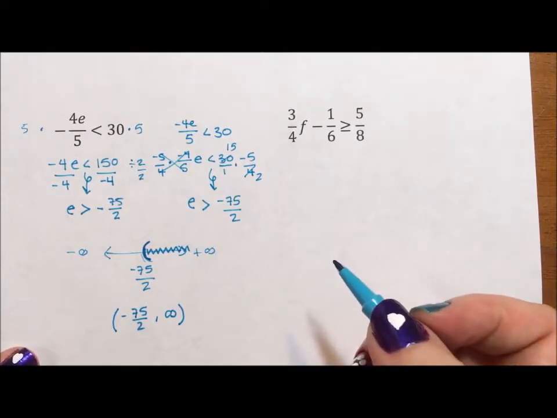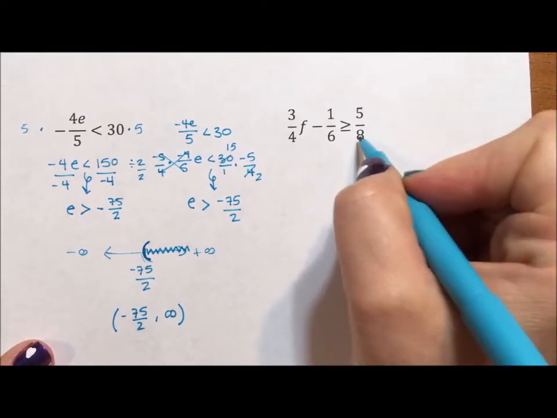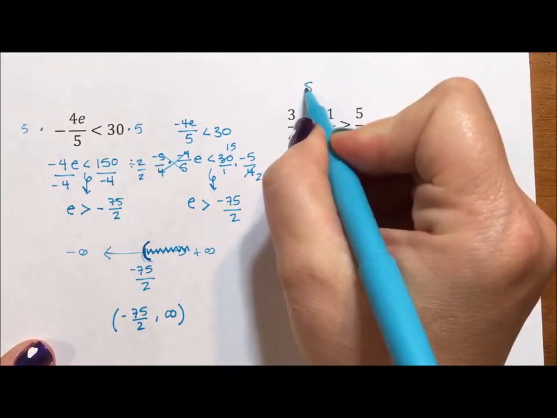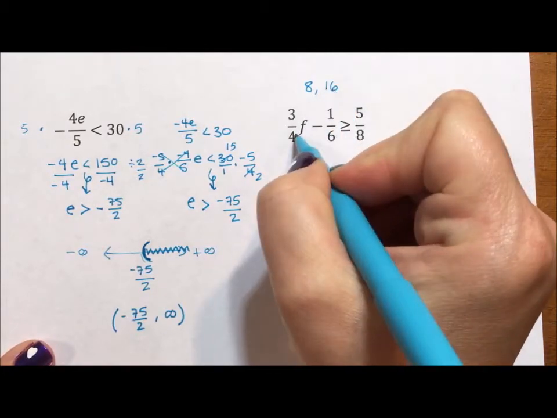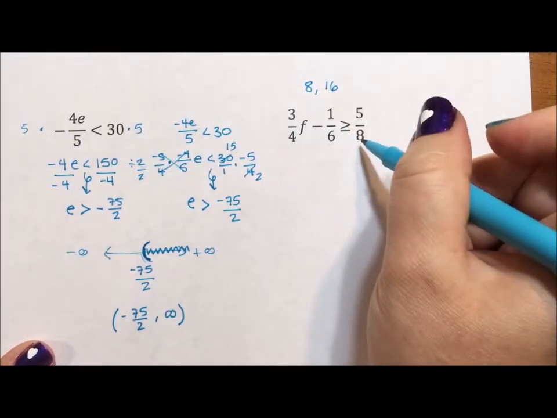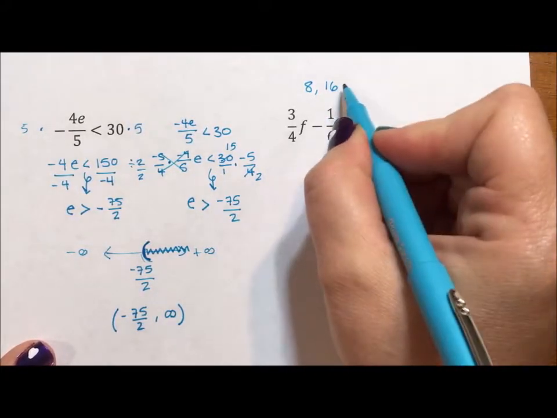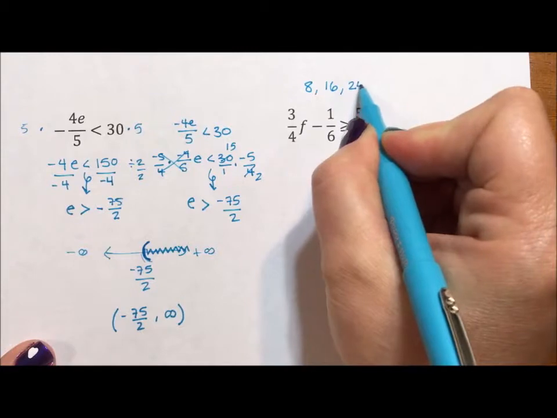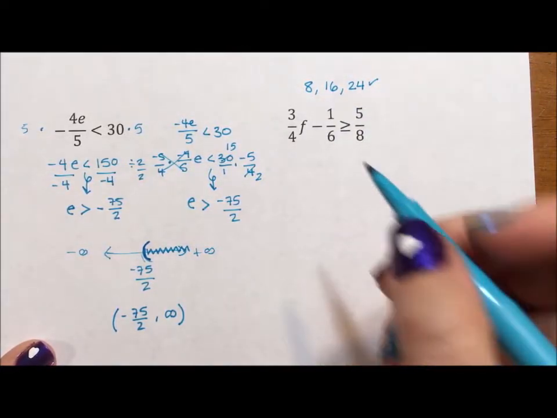Okay, now the next one. This one has a fraction. So what I'm going to do is start with this 8. 4 goes into 8, but 6 doesn't. 8 plus 8 is 16. 4 is going to go into anything 8 goes into, so I don't really need to follow that along, but 6 doesn't go into 16. 16 plus 8 is 24. 6 does go into 24. So 24 is what I need to multiply.